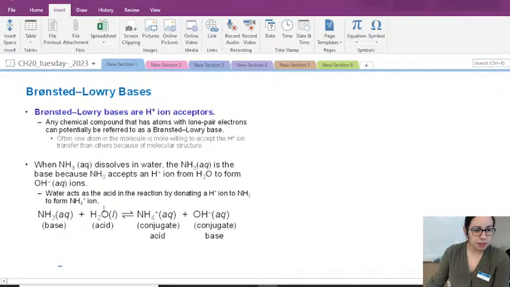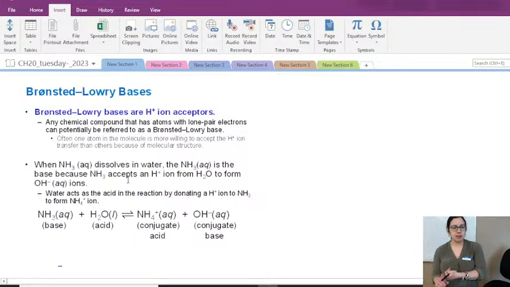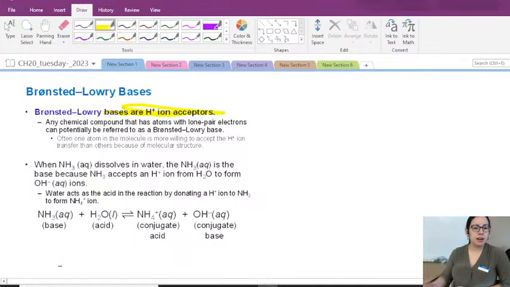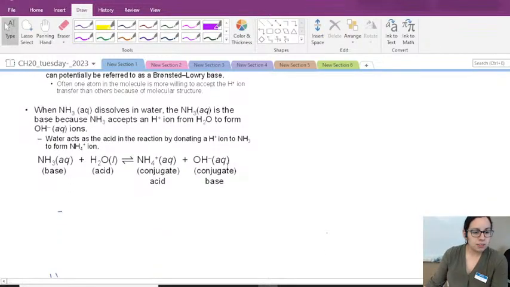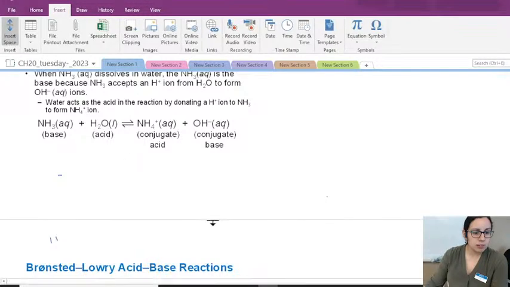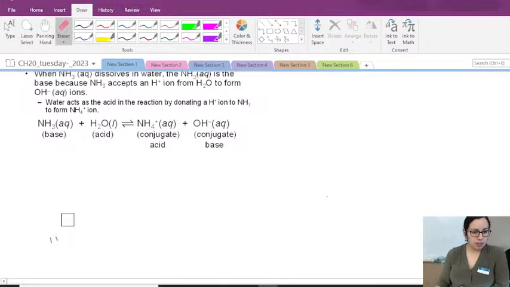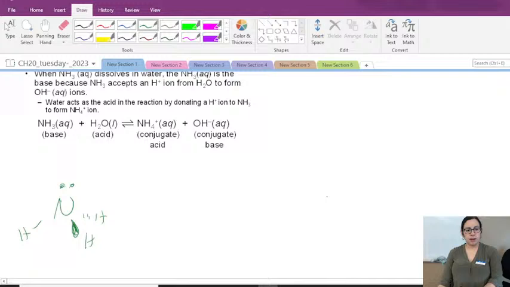And so now we can actually explain ammonia from this definition. Again, we said with this Bronsted-Lowry definition, a base has to be an H plus ion acceptor. Let's see how this works in solution. So we have our base, and of course ammonia has one lone pair here, plus water.